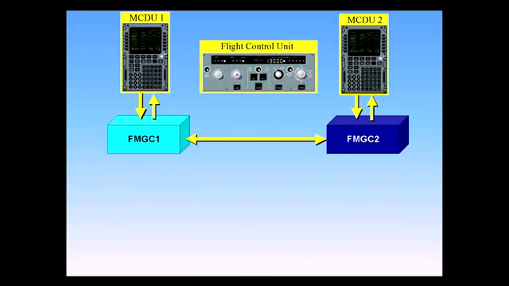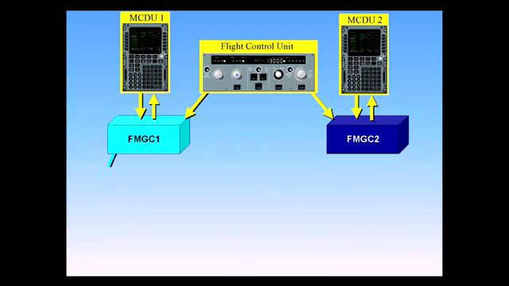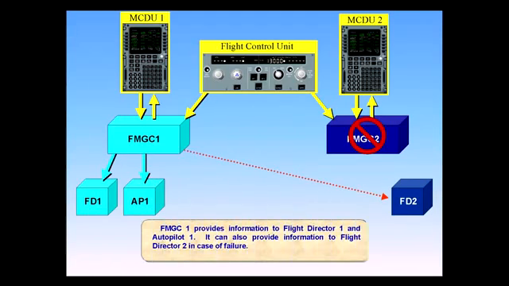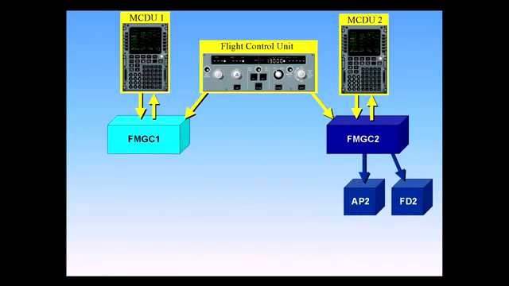The inputs from the FCU are fed to both FMGCs. FMGC-1 provides information to Flight Director 1 and Autopilot 1. It can also provide information to Flight Director 2 in case of failure. FMGC-2 sends information to Flight Director 2 and Autopilot 2. It can also send information to Flight Director 1.